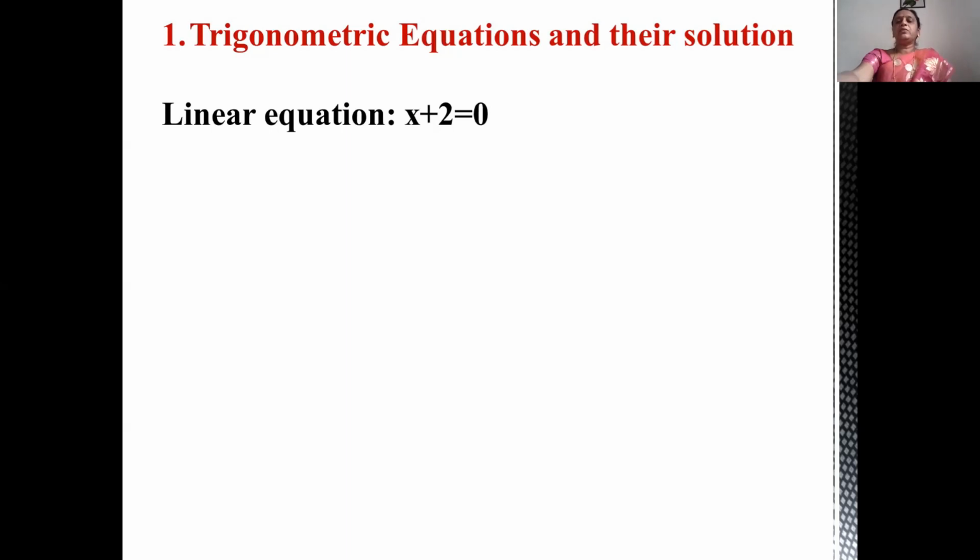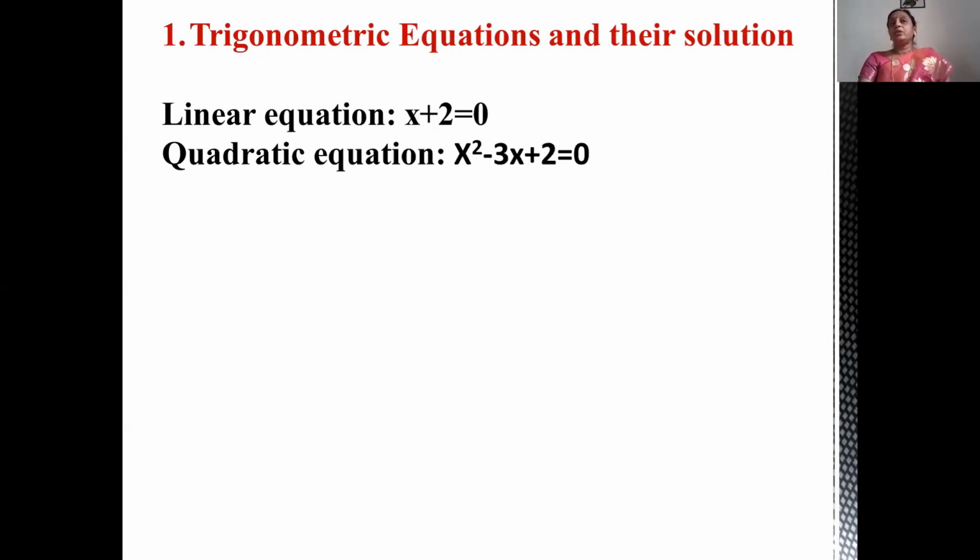Okay. Then again, what we have studied? You have also studied quadratic equation. Consider the simple quadratic equation x square minus 3x plus 2 is equal to 0. In a quadratic equation, there is a square of the variable. Here there is x square, which means the power of x is 2 or the index is 2. If there is a square, then we get the quadratic equation.